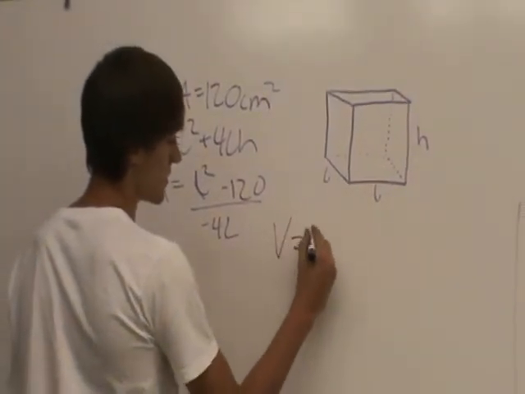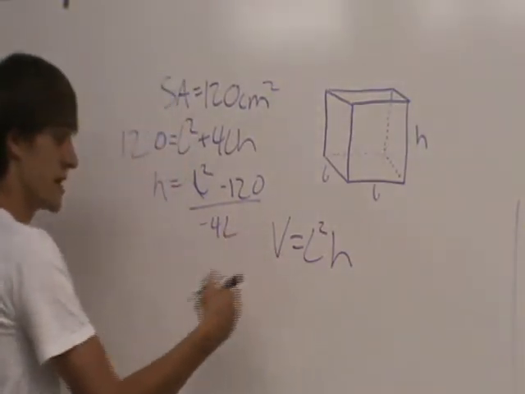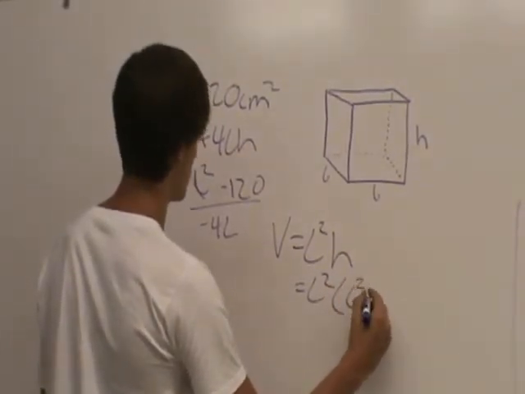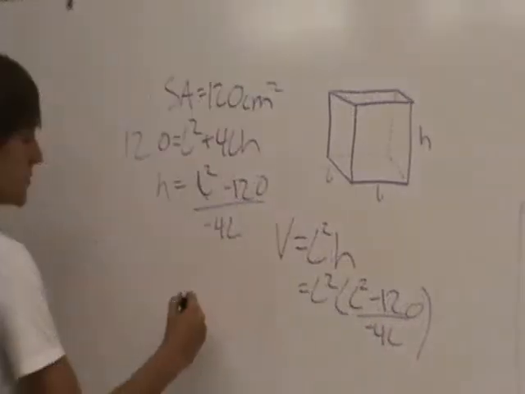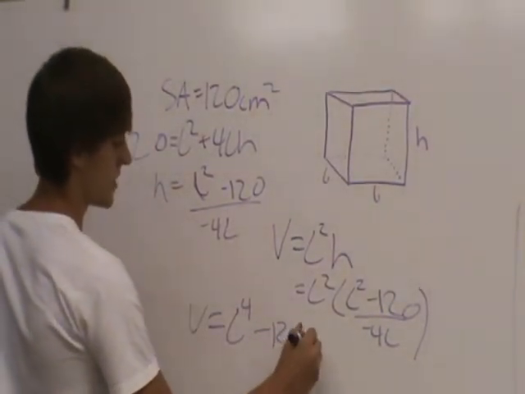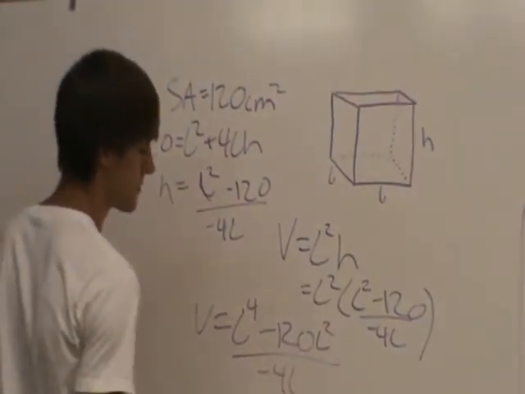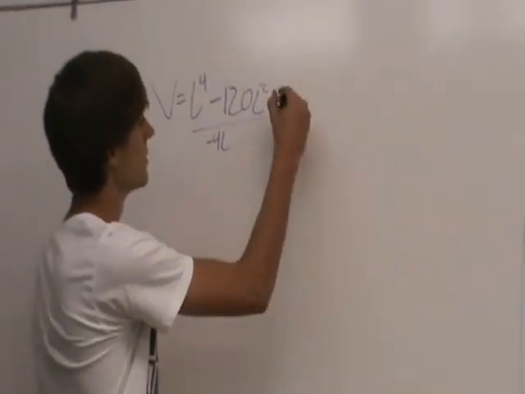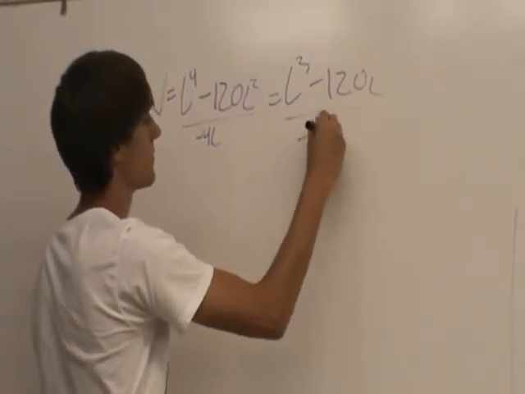Volume is going to be the length squared times the height. Plugging this in for h, we get L squared times (120 minus L squared) over 4L. So our volume equation comes to negative L to the 4th plus 120 L squared over 4L. Now we need to find the derivative of this. Our volume equation simplifies to negative L cubed plus 120 L over 4.